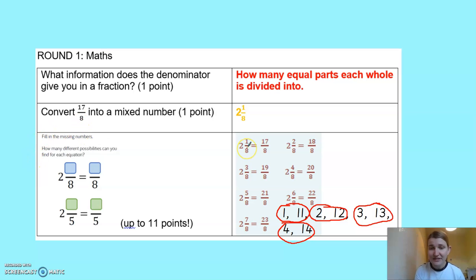Converting 17/8 into a mixed number. Hopefully you went, okay, how many groups of 8 can I make out of 17? I can make 2 groups. I'll have 1 left and my denominator stays the same. So that's 2 1/8, okay?